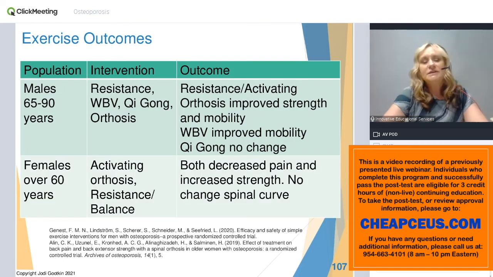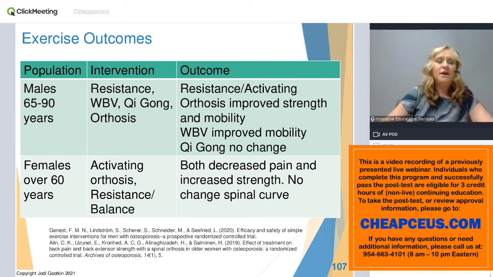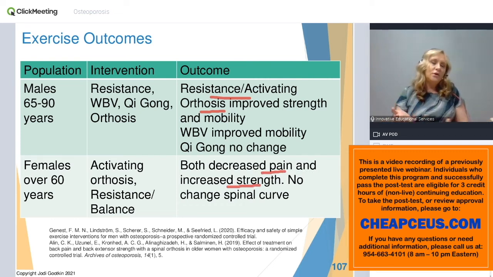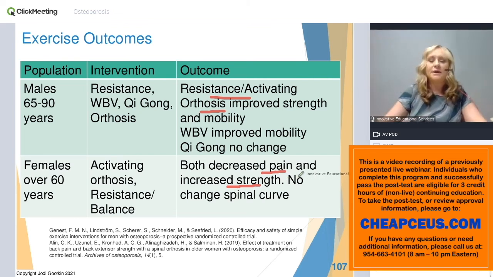Overall, looking at the exercise outcomes of some of these different programs, what they're finding is that 6 weeks of participation in resistance training and using an orthosis did help improve the TUG scores as well as strength for individuals, which should correlate into decreased risk of falls. In our female populations, after 6 months of training, they found that there was decreased pain and increased strength, but it did not actually change the spinal curve. These individuals had participated in ball work and exercise programs, treadmill walking.